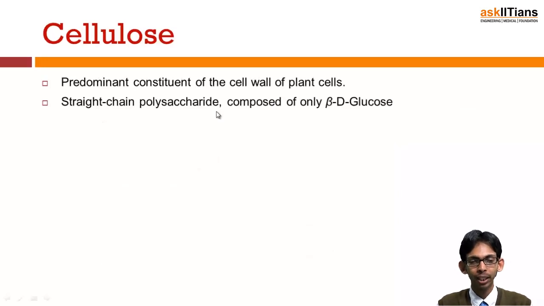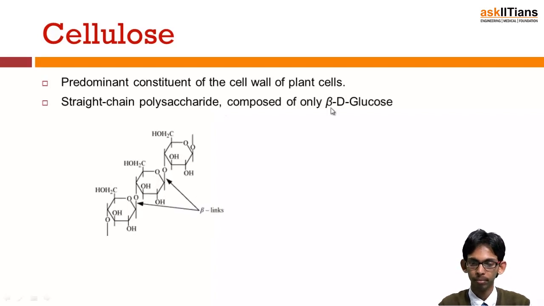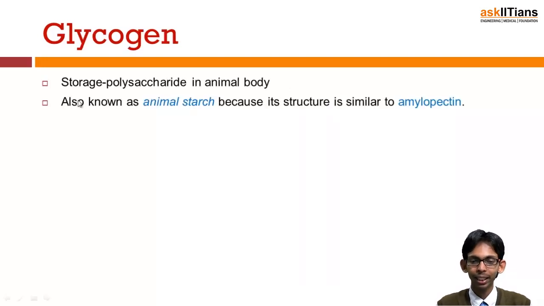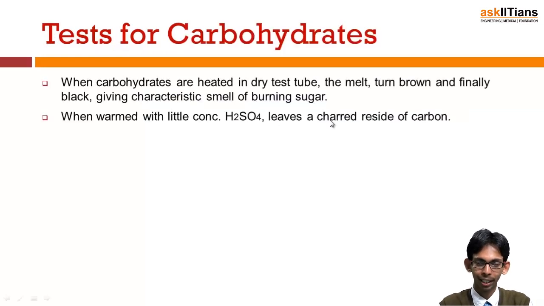Cellulose is the predominant constituent of the cell wall of the plant and it is a straight chain polysaccharide composed of only beta D glucose. Glycogen is a storage polysaccharide in the animal body. It is found in almost every animal and mainly in the kidney and liver, where it stores carbohydrates. It is also known as animal starch because plants store their food in the form of starch, animals store their food in the form of glycogen, and it is similar in structure to amylopectin.